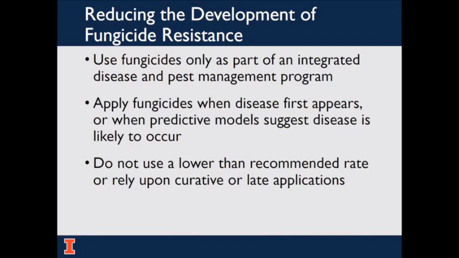Pesticide-resistant pests develop as a consequence of repeatedly using products with the same site of action to kill specific pests not controlled in any other manner. Specific recommendations for reducing the potential for fungicide resistance development include the following. The use of fungicides should be integrated into an overall disease and pest management program that includes appropriate cultural practices, host plant resistance, and scouting.